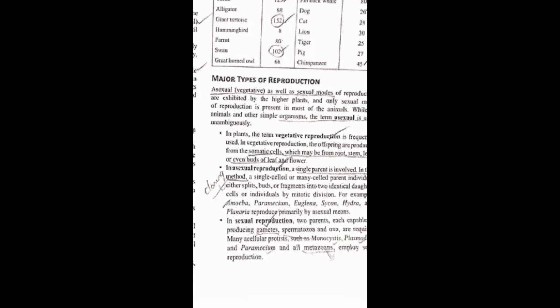Already told you, in plants the term vegetative reproduction is frequently used. Vegetative means plant part of the body. You take any part. Already we discussed, which may be in the form of root, stem, leaf, or even bud, leaf and flowers. Okay, here root. Take an example of root, which one is when you study the underground root modifications. These are all the storage of food materials. Already know about those things.